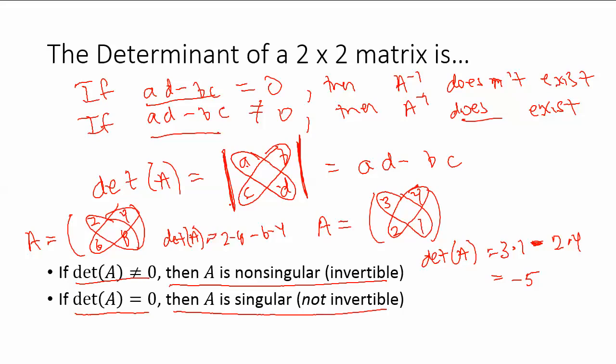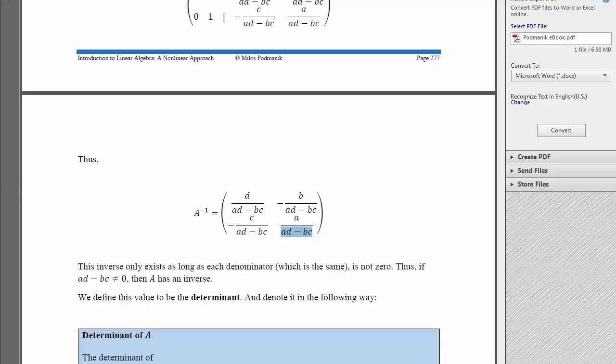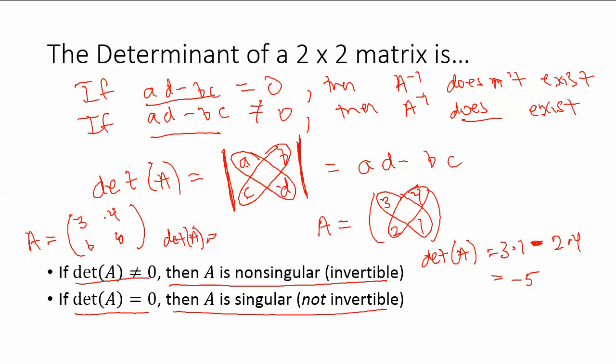Let me change this up real quick. Okay, so I actually changed it to 3, 4, 6, and 8, because I wanted to work out that the determinant is 0. So 3 times 8 minus 6 times 4, again, the product of the diagonals, is going to give me 24 minus 24, which is 0, which leads me to the conclusion that since the determinant of A is 0, then A is singular.